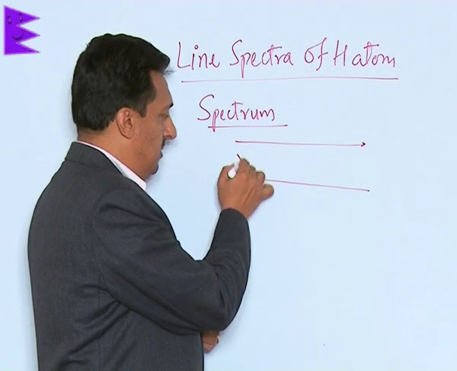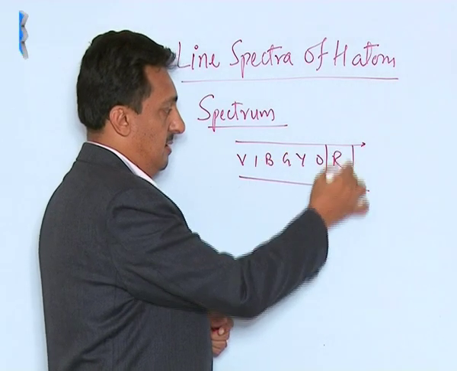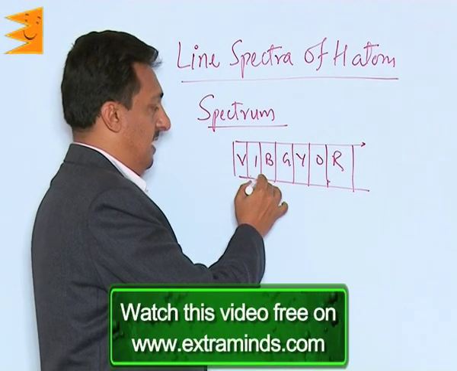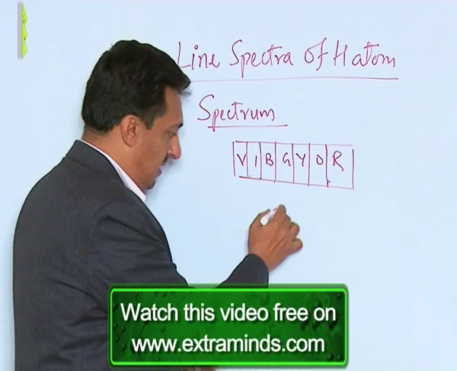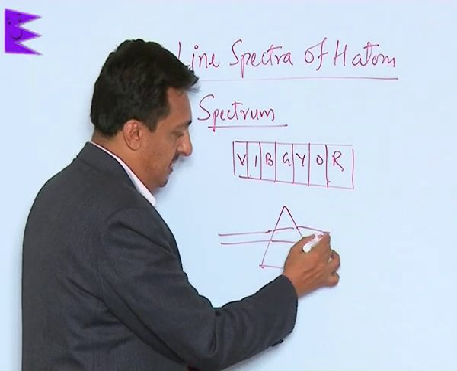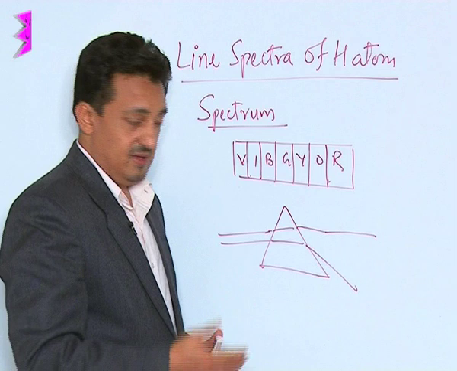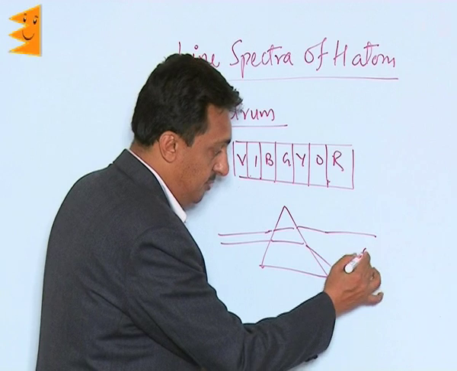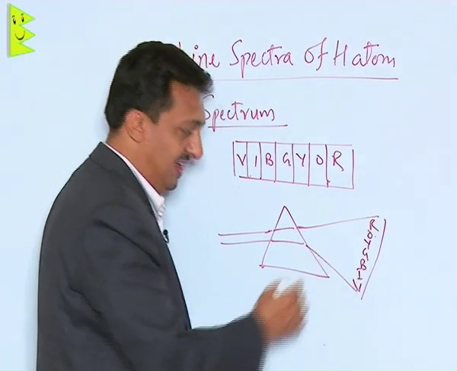Like we know, we have VIBGYOR. Whenever white light is passed through a prism, it gets split up into its 7 colors. The color having the lowest wavelength gets deflected the most. So what we get is violet, indigo, blue, green, yellow, orange, red. So this is the spectra which we get.